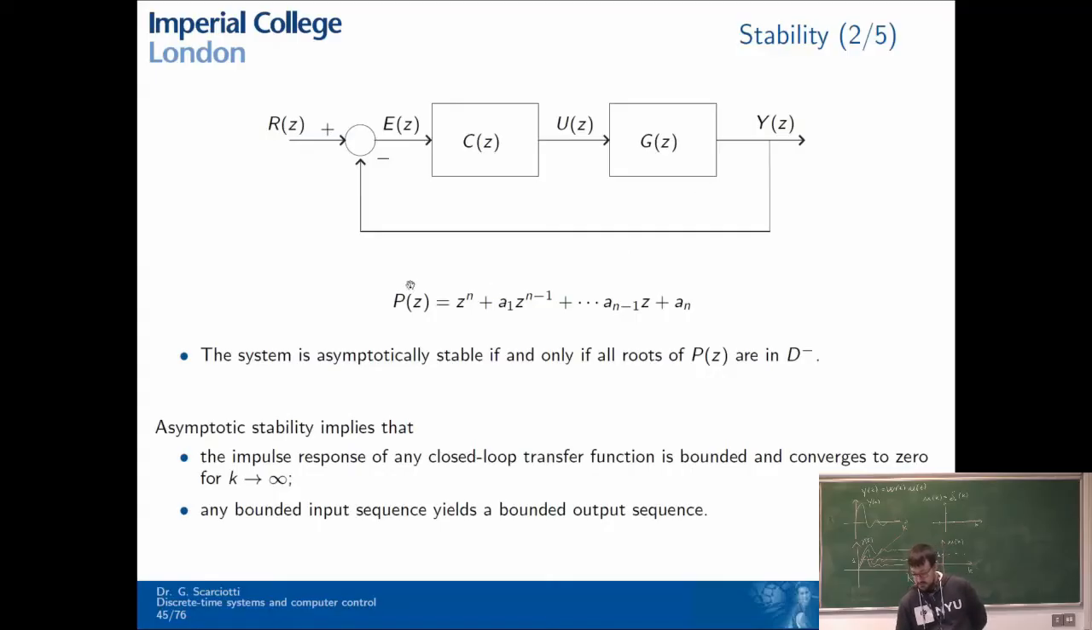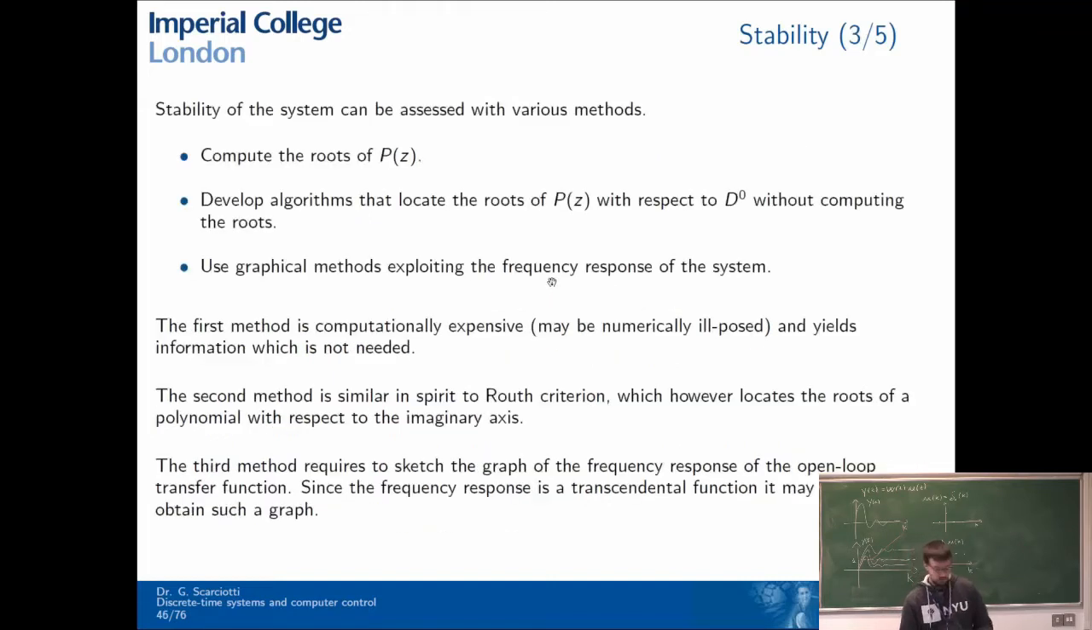So after this discussion, we established that the stability of the system can be assessed by looking at the location of the roots of this polynomial. So how do we assess then the stability of a transfer function? Well, there are various methods. One method is to compute the roots of p of z. If we compute the roots, we see what they are, and depending on where the roots happen to be with respect to the unit circle, we know if the system is stable or not.